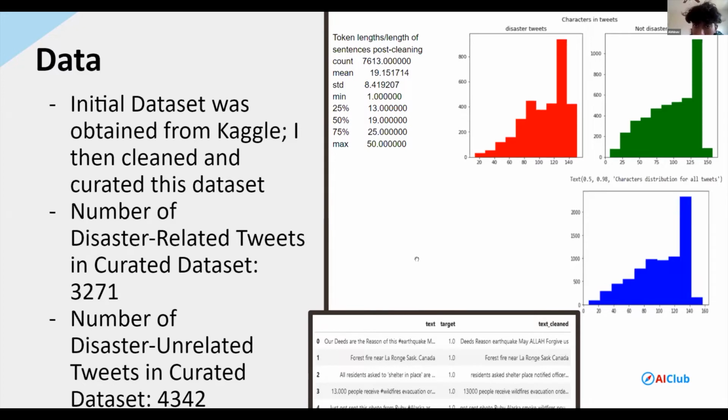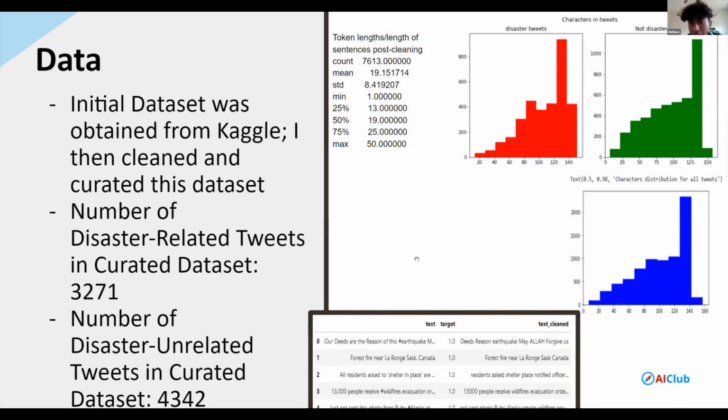Once I did all that, the number of disaster-related tweets in the data set was 3,271, and the number of disaster-unrelated tweets was 4,342. You can look right here and see some details about the data set. You can see how most of the tweets are on the longer side, because there's this spike. In addition, the tweets that were related to disasters were more likely to be shorter than the ones unrelated to disasters, if that makes sense.